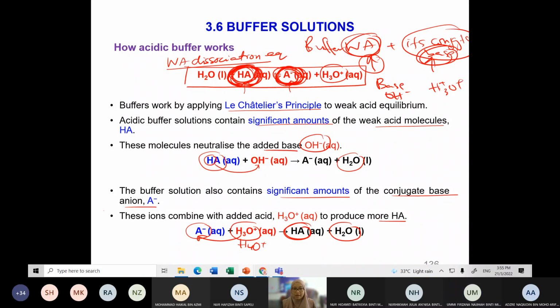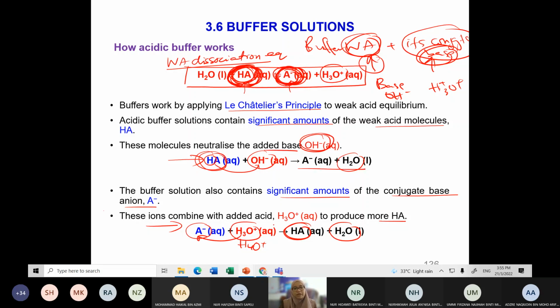Faham, madam. Okay, and make sure that you are able to write the equation if you are asked to do so. Okay, alright. So you kena tahulah siapa. Okay, kalau OH masuk, siapa yang akan serang OH tu? Acid. Jangan salah pergi orang lain pula serang. Okay, HA yang akan react with the added base to produce this.